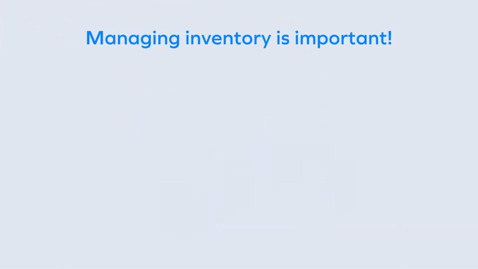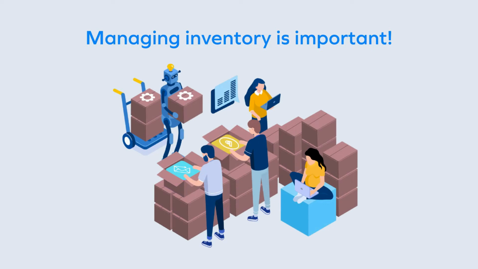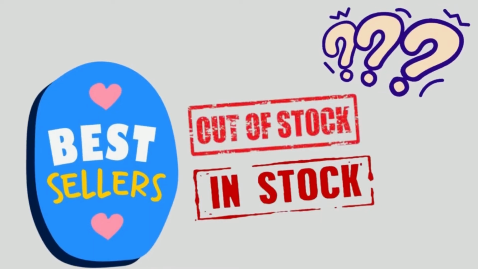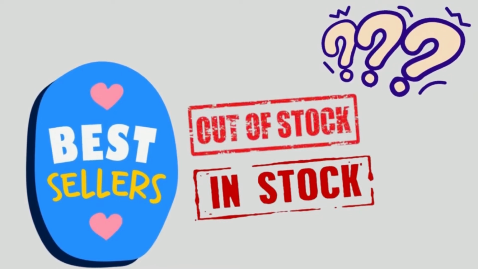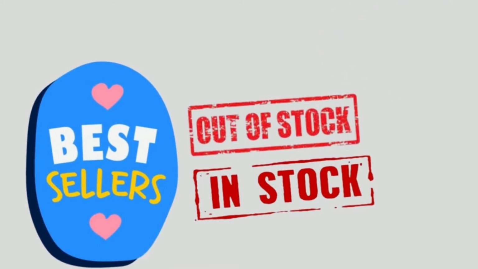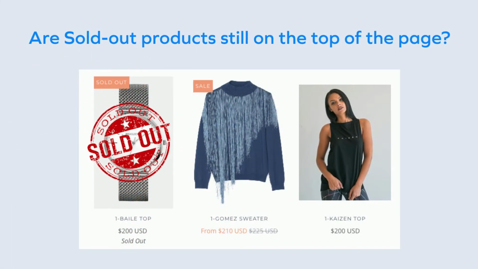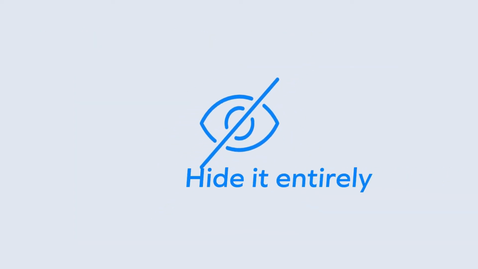Managing inventory is one of the key components of a successful online business. You need to forecast to make sure your most popular products are always in stock. But what about those which are sold less often and sometimes become out of stock? You definitely don't want to display sold-out products at the top of your collections. The best way to handle sold-out inventory is to hide it entirely.